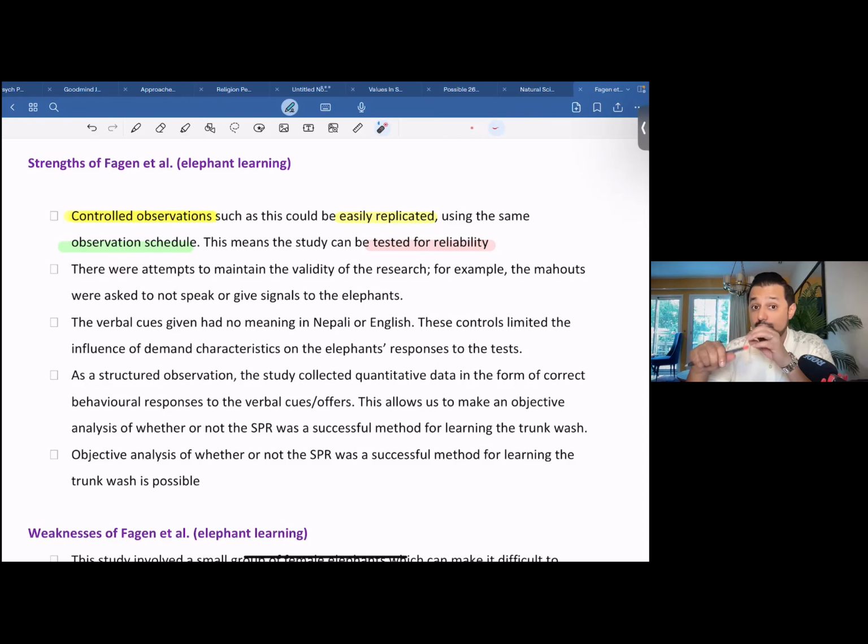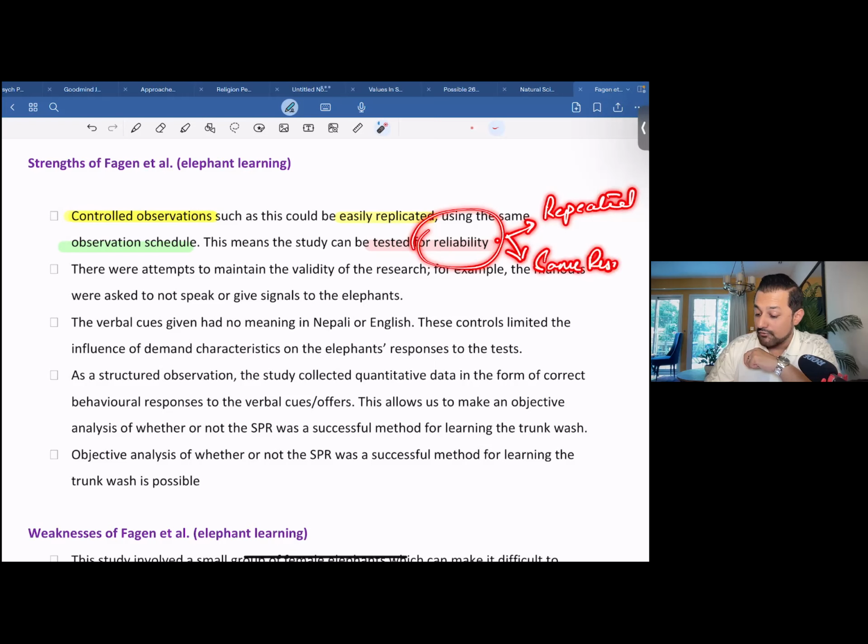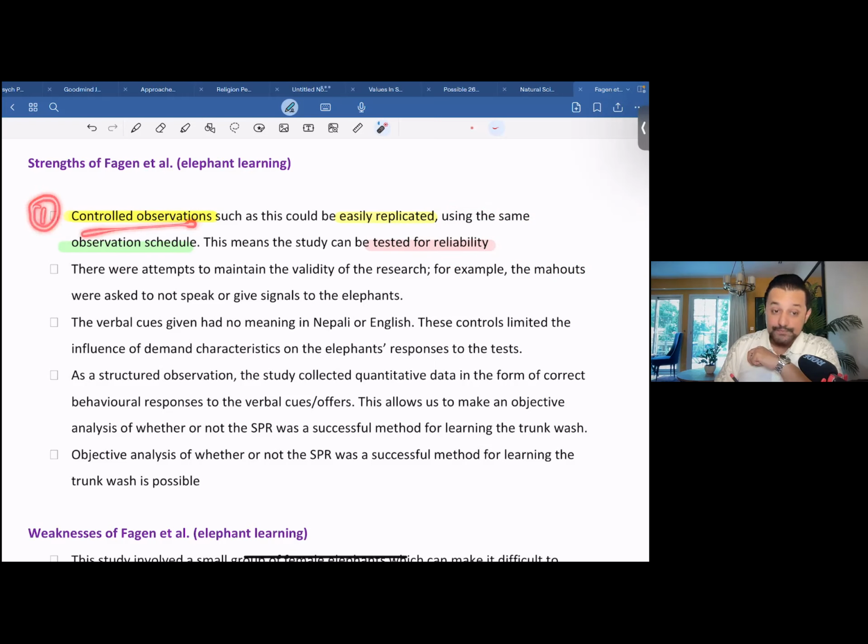When we use the word reliability, it has to do with the extent to which a research is repeated or replicated and the researcher comes up with the same results, right? So the first advantage over here is controlled observation. Number two, the second strength to be discussed here.